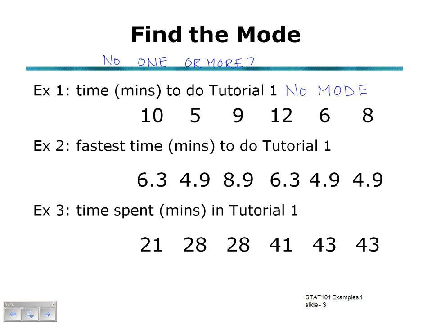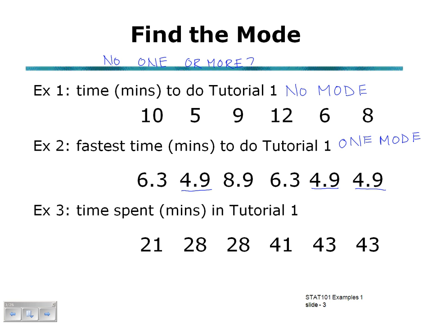Moving on to our example 2, the fastest time in minutes to do tutorial 1. Having a look along this data set, we can see that the value 4.9 occurs once, occurs a second time, and a third time. So the 4.9 occurs 3 times, making it the mode for example 2. So there's one mode in example 2, and its value is 4.9.